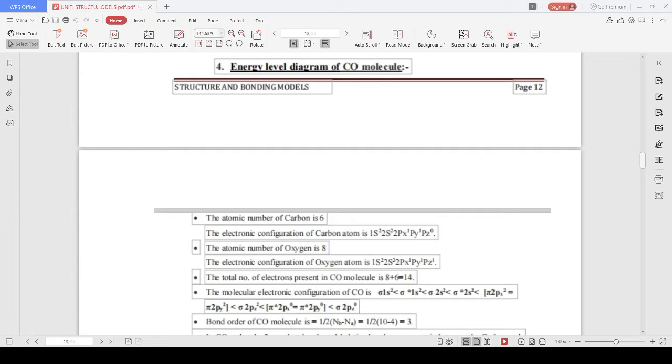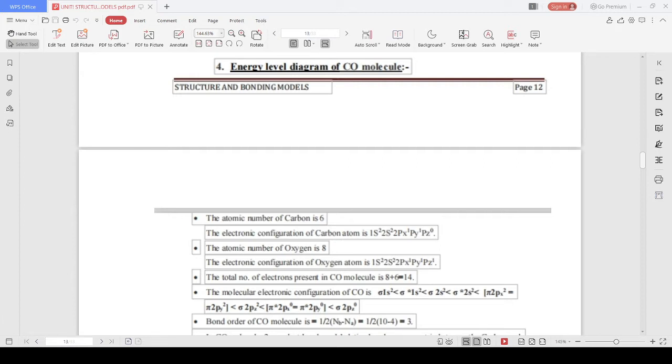So first, the combination of two atoms to form carbon monoxide. Not only the same type of atoms, but different atoms, carbon and oxygen, combine to form carbon monoxide, which is a heterodiatomic molecule with heterodiatomic molecular orbitals. The atomic number of carbon is 6. The electron configuration of the carbon atom is 1s2, 2s2, 2px1, 2py1, 2pz0.